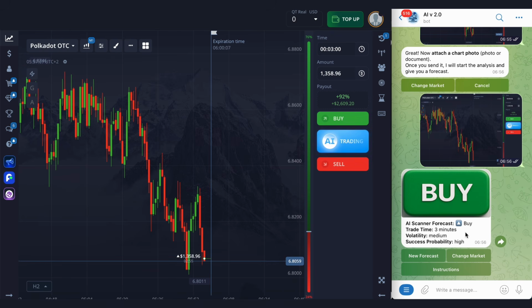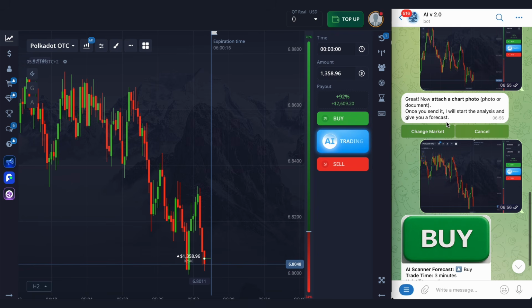Prediction is that this is gonna be a 3 minutes buy, medium volatility level with a success probability set to be high. Once again, this is your AI screener version 2.0 predicting this market on a 3 minute. We are risking 100% our account balance, ladies and gentlemen, and we are gonna hold on tight to see how this is gonna play out.